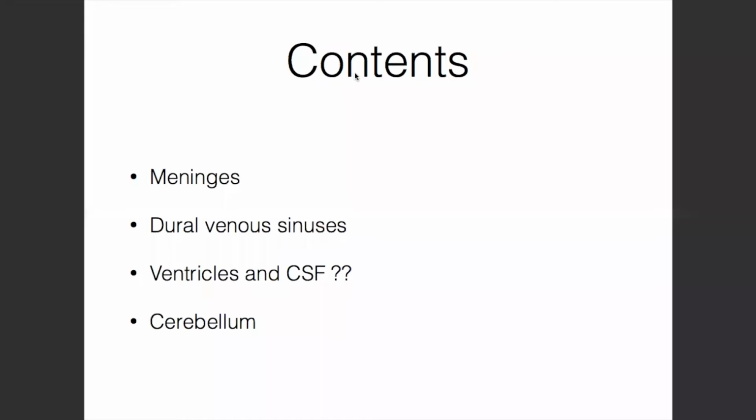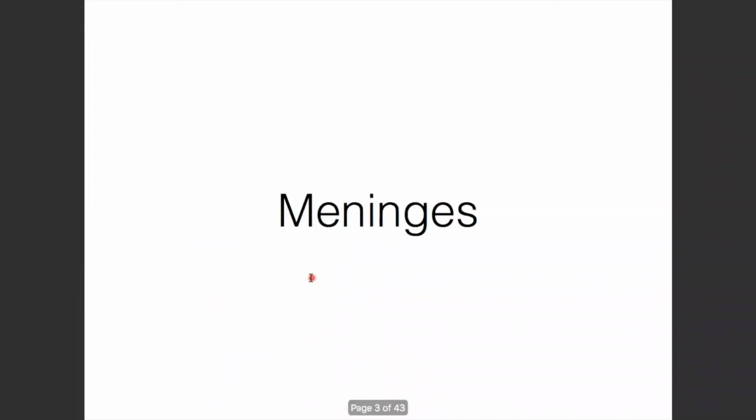So today we're going to be covering the meninges. Then we're covering the dural venous sinuses. After that, the ventricles and CSF, it depends. We might go through it, we might not, depending on whether you guys did it or not. So when you see it, just tell me if you remember whether it was covered with you or not. And then lastly we're going to be going through the cerebellum. Okay? We might go through the ventricles and CSF quickly, just in case.